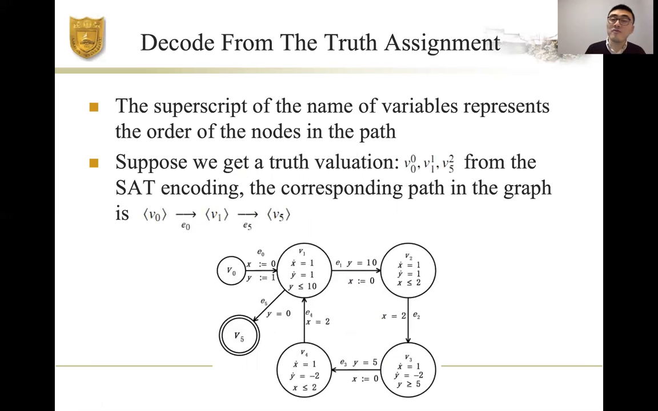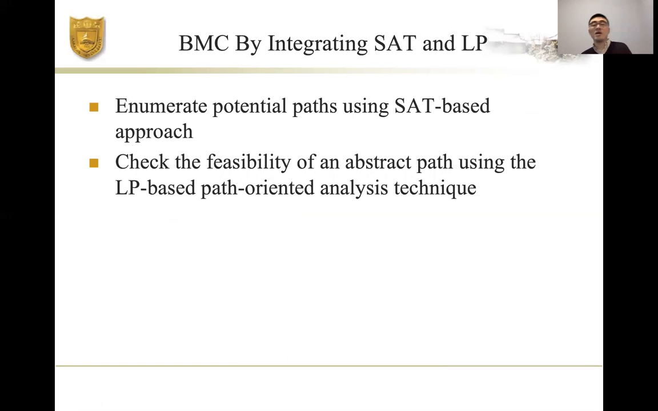And then we can decode the truth assignment. The superscript of the name of variables represents the order of the nodes in the path. Suppose we get a truth assignment that satisfies V0 in the first step, then V1, then V5, then we have a path V0, V1, V5, and so on. As we have exclude, it can never happen that two nodes are the same for the same superscript, because we have the exclude clause. Okay, so we can enumerate potential paths using the SAT-based approach, and then we can check the feasibility of an abstract path using the LP-based path-oriented analysis technique.